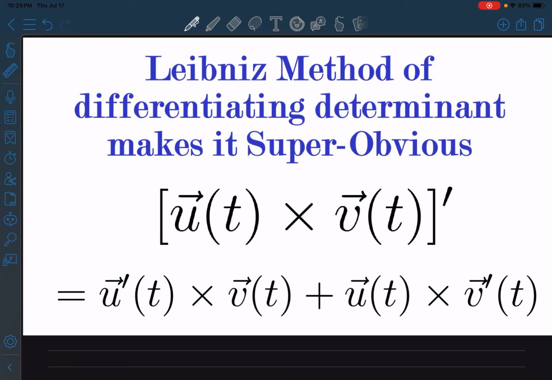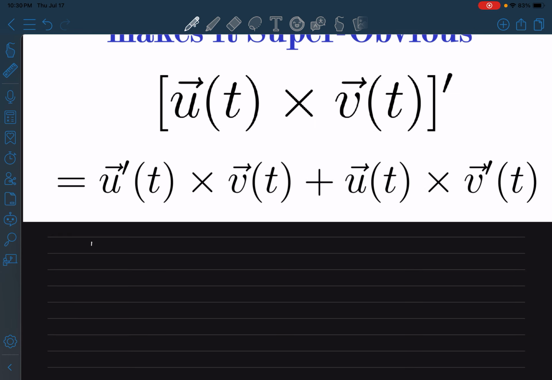Leibniz method of differentiating determinant makes this super obvious. Okay, this is basically the fact that if we have a cross product of two vectors, and then we differentiate them with respect to t, this is actually equal to the derivative of u vector cross product with b plus u vector cross product with derivative of b. This is just like the product rule.